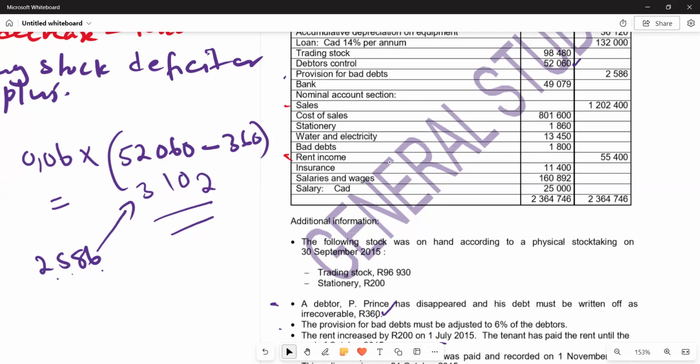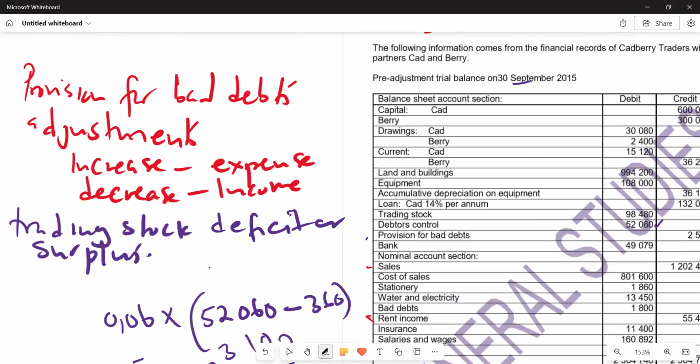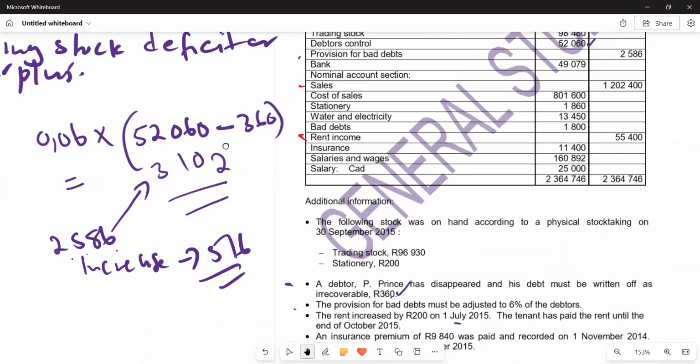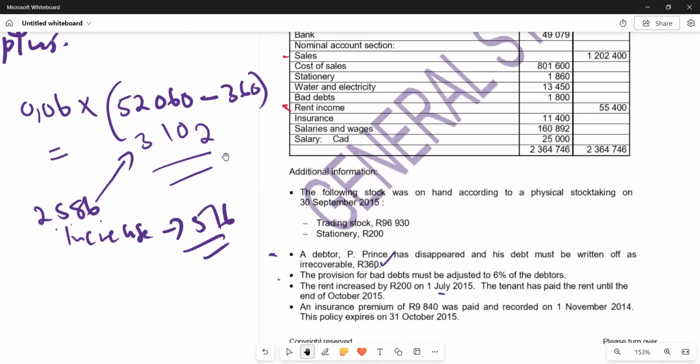We subtract 3,102 minus 2,586, and then we are going to get 516. So it means there is an increase of 516. And remember what we said about increases and decreases of provision for bad debts adjustment. We indicated there that an increase is an expense. So we are going to put it under other expenses. And then this one we can delete when we reach the expenses section.